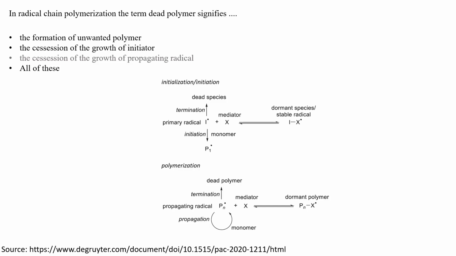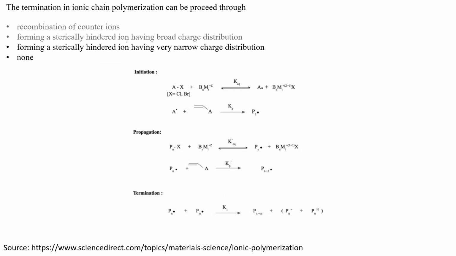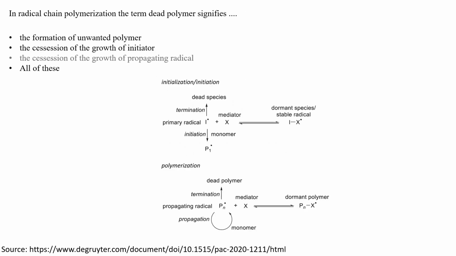Dead polymer occurs when the growth of the propagating radical is stopped. Growth of the propagating radical is stopped when the radical chains come together and combine, the recombination of the radical itself. We saw in the previous example that in the termination step, there were two polymeric chains, Pn plus Pn. When they came together, both chains terminated the entire reaction. A similar thing will happen here in the radical chain polymerization also.